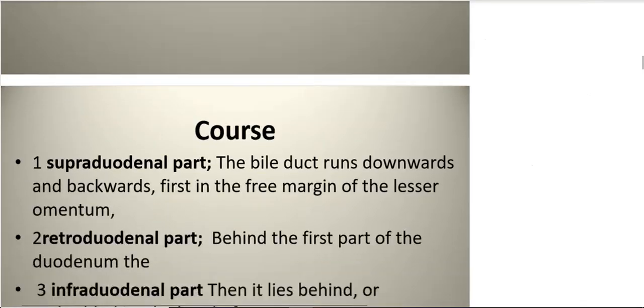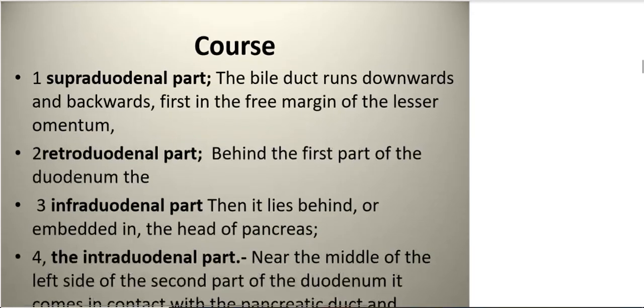Next, the course of the bile duct. Bile duct has 4 parts named supraduodenal part, retroduodenal part, infraduodenal part, and intraduodenal part. The nomenclature of the parts is based on the duodenum. Supraduodenal means superior to duodenum. The bile duct runs downward and backward first in the free margin of the lesser omentum, called supraduodenal part.